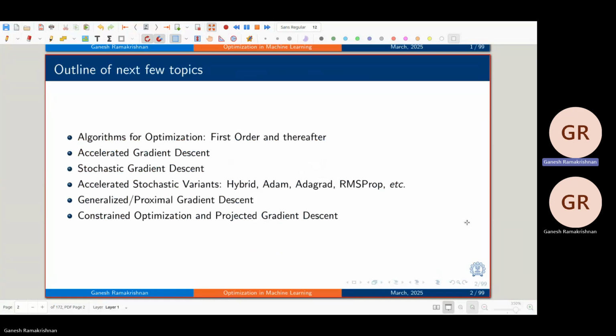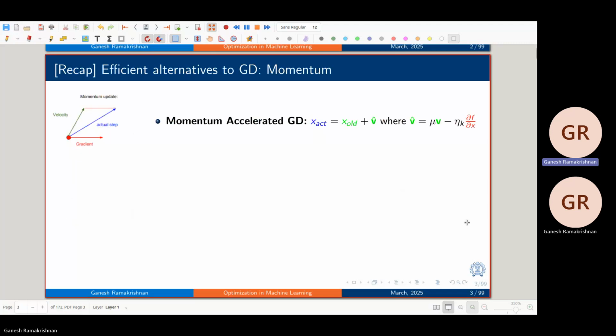Then accelerated stochastic brings its own very interesting combinations, and that's very important, because most of your algorithms are going to be based on that. And then generalized proximal, and then a specific form of proximal, which is constraint optimization. So hopefully this is what I cover before your project presentations begin, and then we'll keep continuing some of the other topics.